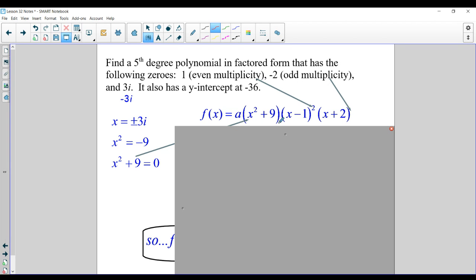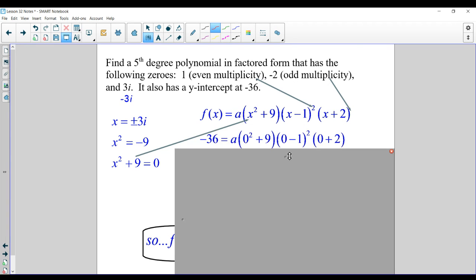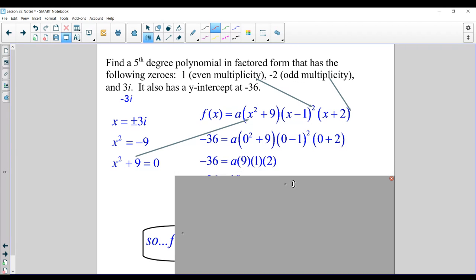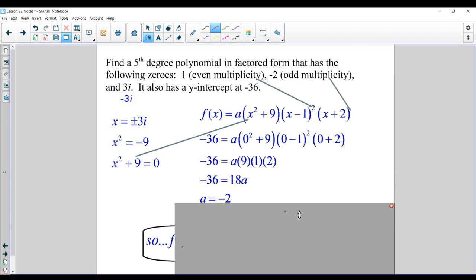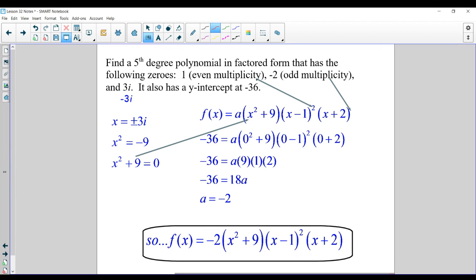And then we're going to go back to, if I have a y-intercept, how do I find the leading coefficient here? So that was, if you remember from a couple sections ago, plugging in 0 for x and negative 36 for y, and then solving for a. So when I do that, I will get negative 2. So therefore, f of x would equal negative 2 times the x squared plus 9 times the x minus 1 squared times x plus 2. So that would be 5th degree, y-intercept at negative 36 with these pieces.